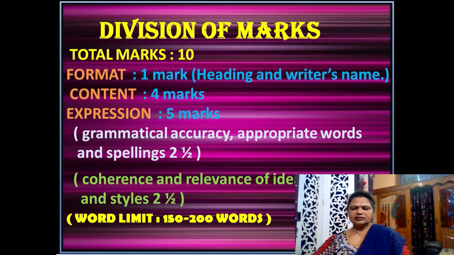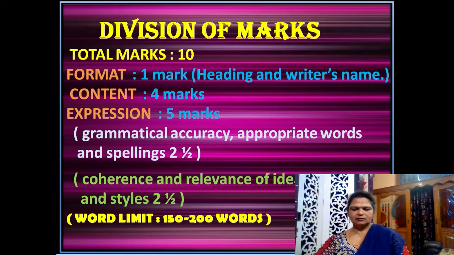Second is the content. This is 4 marks. And third one is expression, 5 marks. Expression means there must be no grammatical mistake. Grammatically, it must be accurate. Appropriate words must be used, and spellings must also be correct. This will be of 2.5 marks. Then coherence and relevance of ideas and styles, again of 2.5 marks.